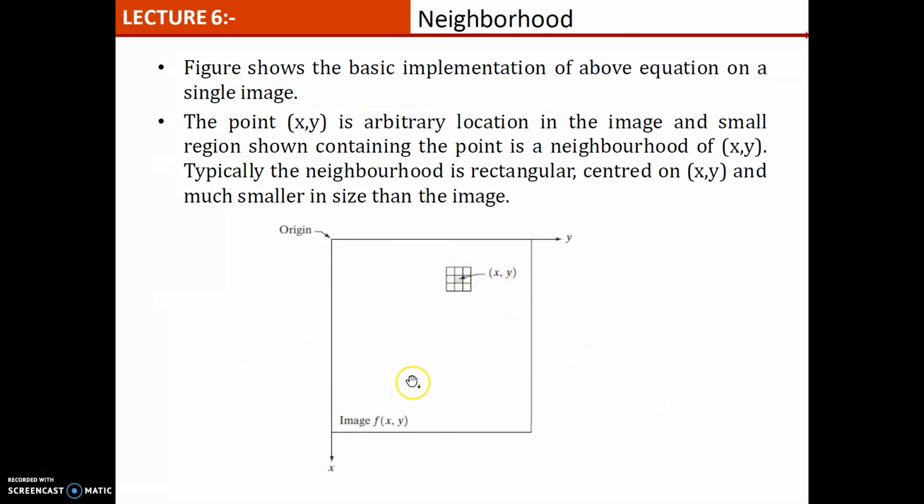This figure shows the basic implementation of the above equation. The point (x,y) is an arbitrary location in the image, and the small region containing the point is a neighborhood of (x,y). Typically, the neighborhood is rectangular, centered on (x,y), and much smaller in size than the image.